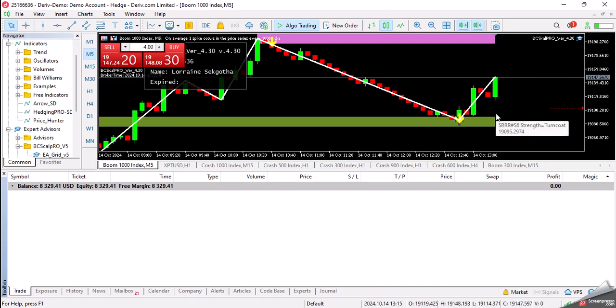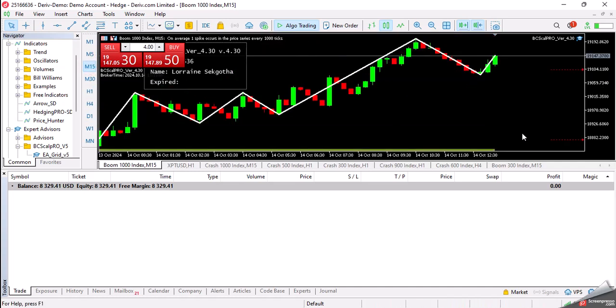Now we want to keep on trading to see how this alert is going to play out, and how this 15-minute alert down here is going to play out. We want to see how the two of them are going to play out.